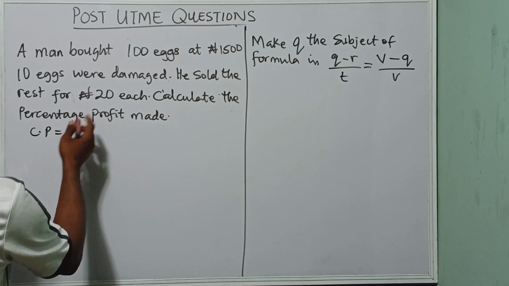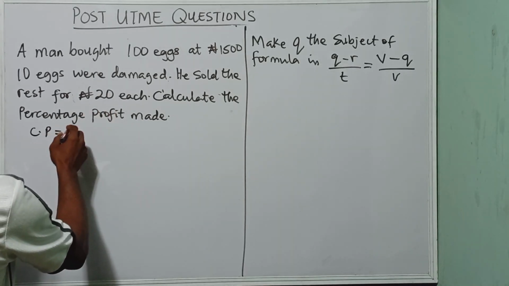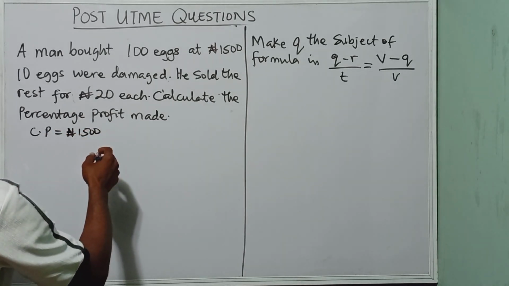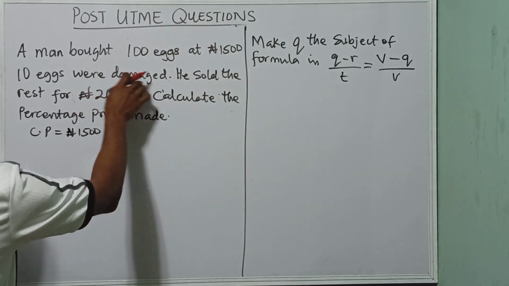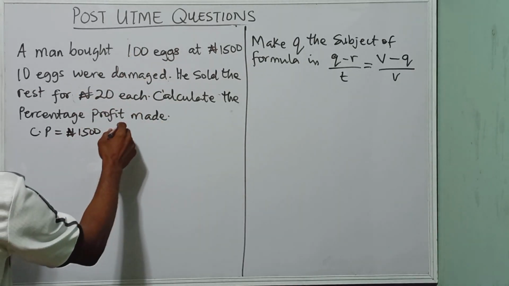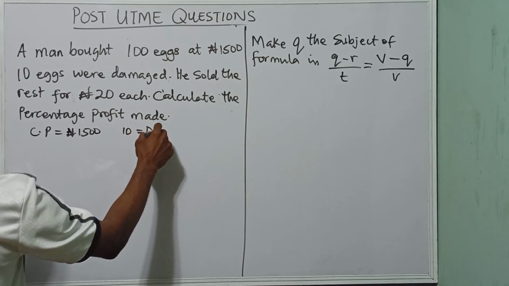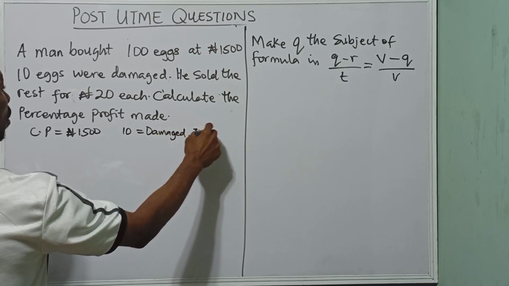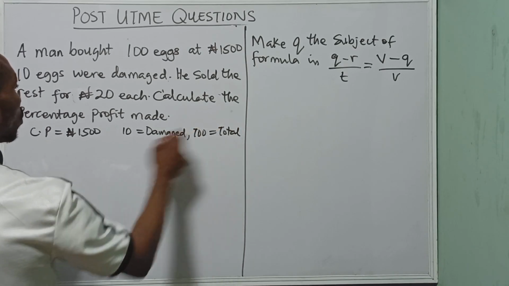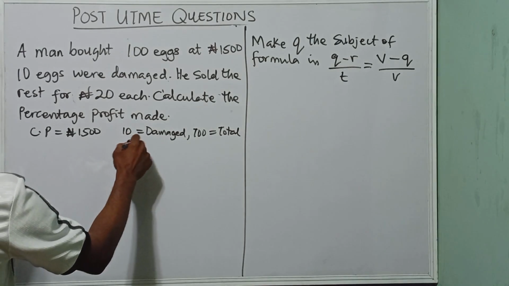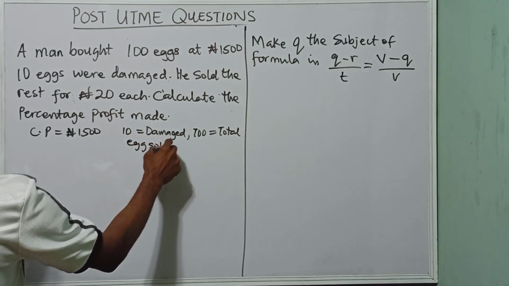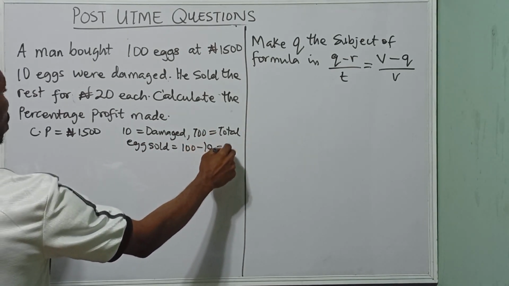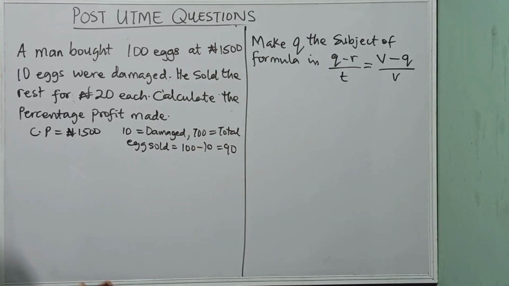We have to find out his percentage profit. Cost price is 1,500. Now, if 10 eggs are damaged, 100 is our total. So eggs sold would be 100 minus 10, which gives us 90. So 90 eggs were sold.